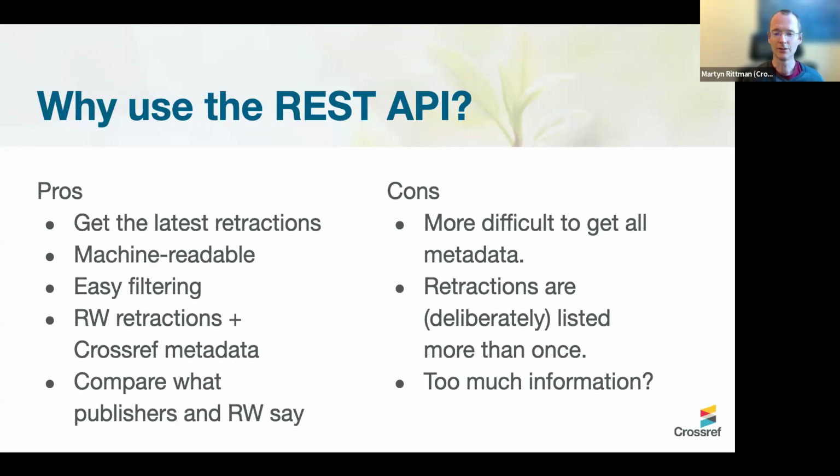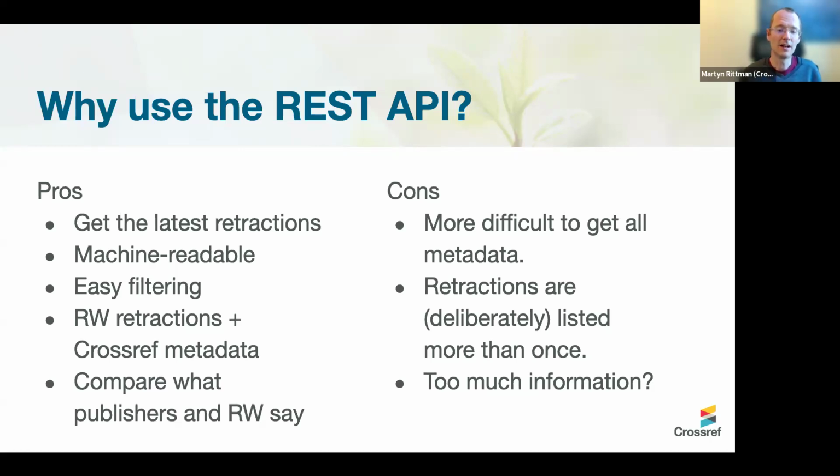Within the API, we have filters built in. So if you want to filter the data, you can do that, and again, I'll show you some examples in a moment. And of course, maybe one of the biggest benefits of the REST API is that you've got the Retraction Watch metadata and the Crossref member metadata in the same place, and you can compare what the two different sources say, and maybe there are slight differences.